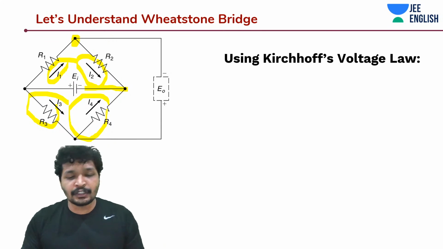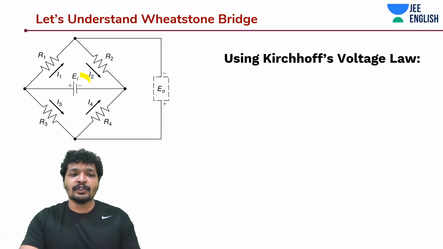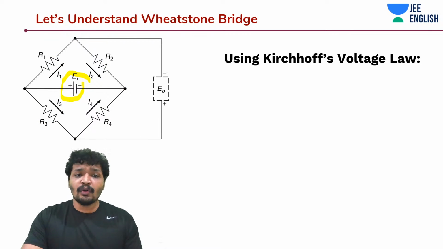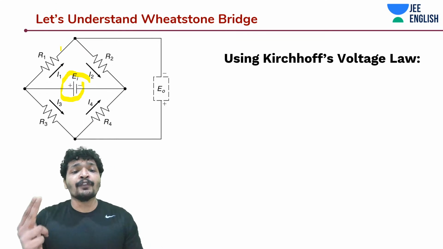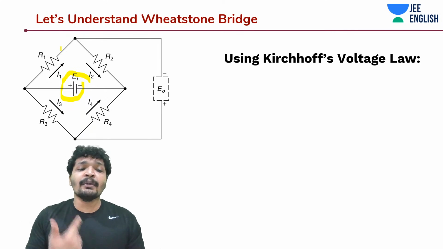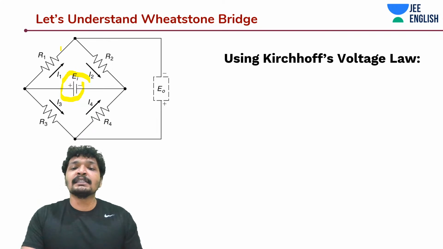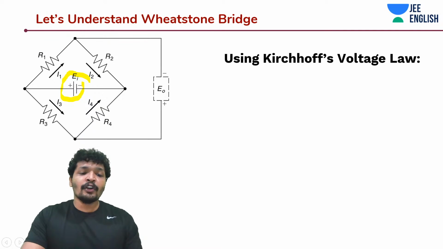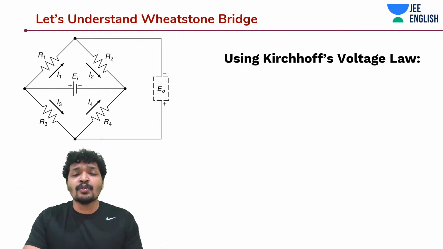Now let's make use of Kirchhoff's law to solve this problem. Until now we understood that there is a voltage source EI, which connects R1, R2, R3, R4. R1 and R2 are in series, and R3 and R4 are in series, and these two series combinations are in parallel. We will work with Kirchhoff's law to prove how a Wheatstone bridge works, and especially how this balanced Wheatstone bridge is used in our commercial and practical applications.